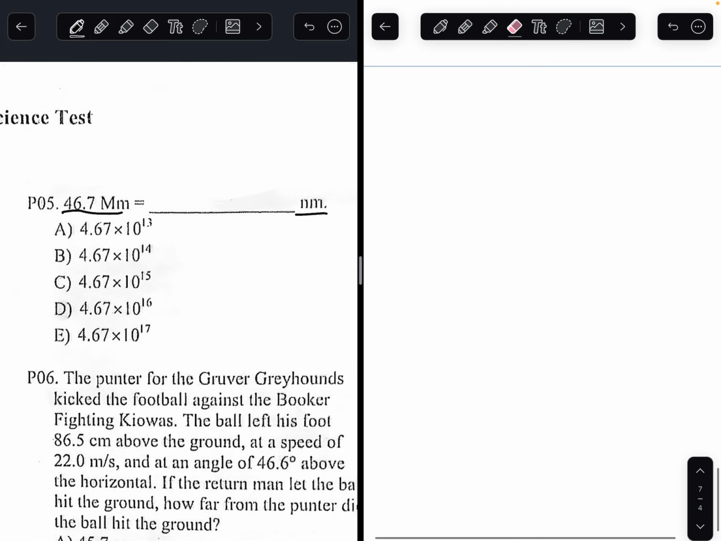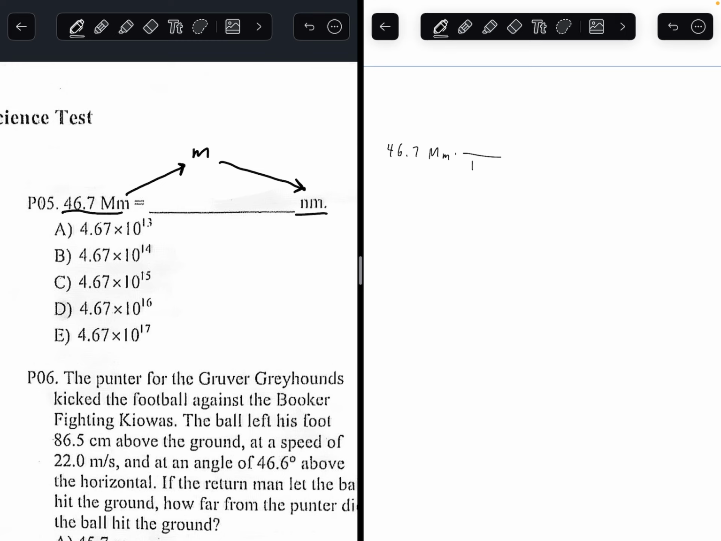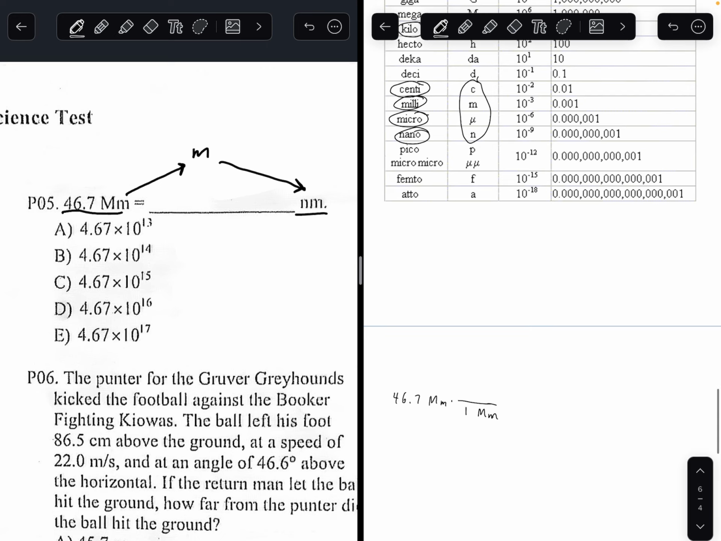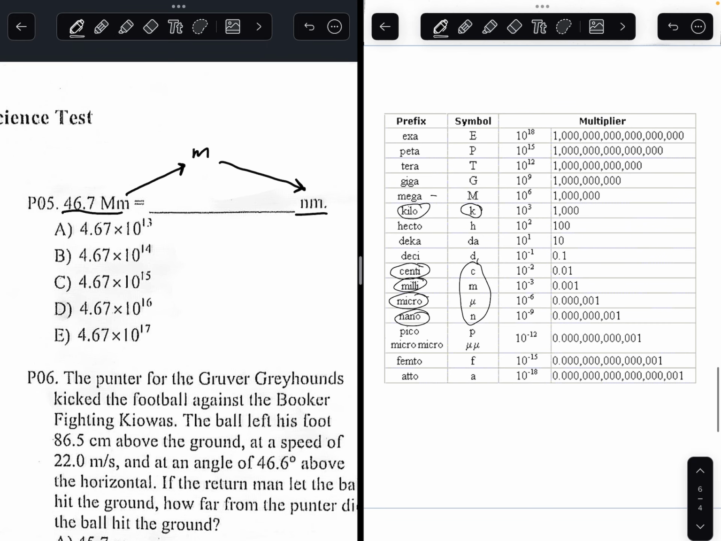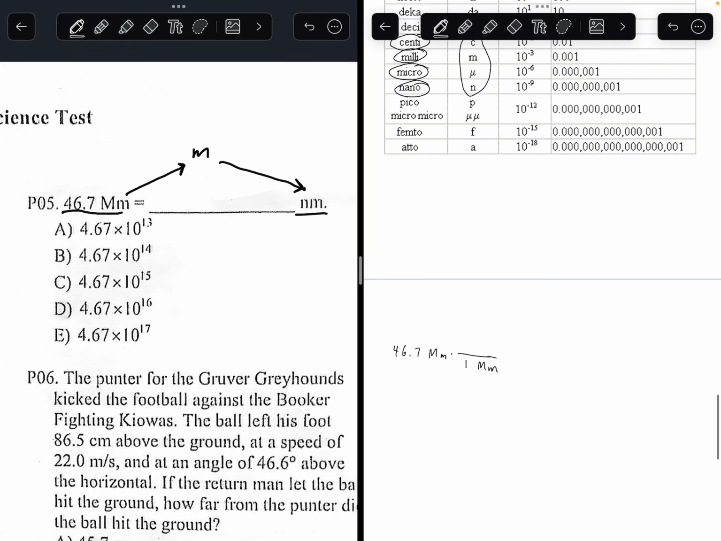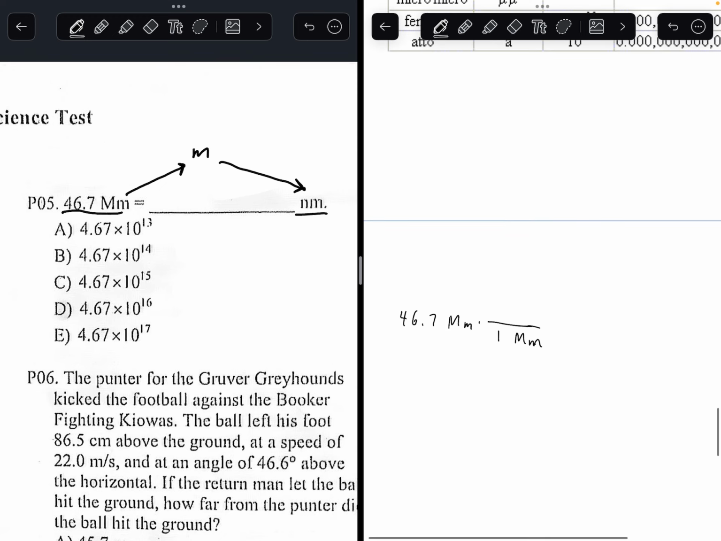46.7 megameters. Let's convert this to meters, because meters is the baseline. Let's convert that into meters, and then we'll convert meters into nanometers. So 1 megameter is how many meters? If we look at the chart, 1 megameter is 10 to the power of 6 meters. So 1 megameter is equal to 10 to the power of 6 meters.